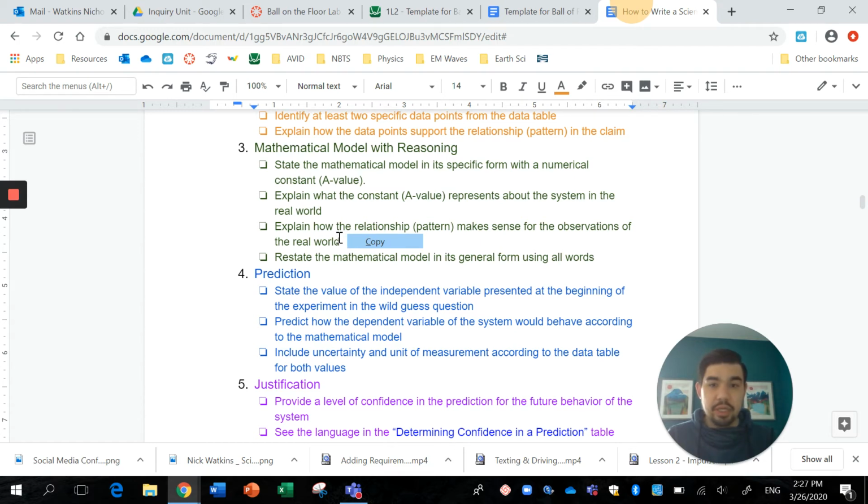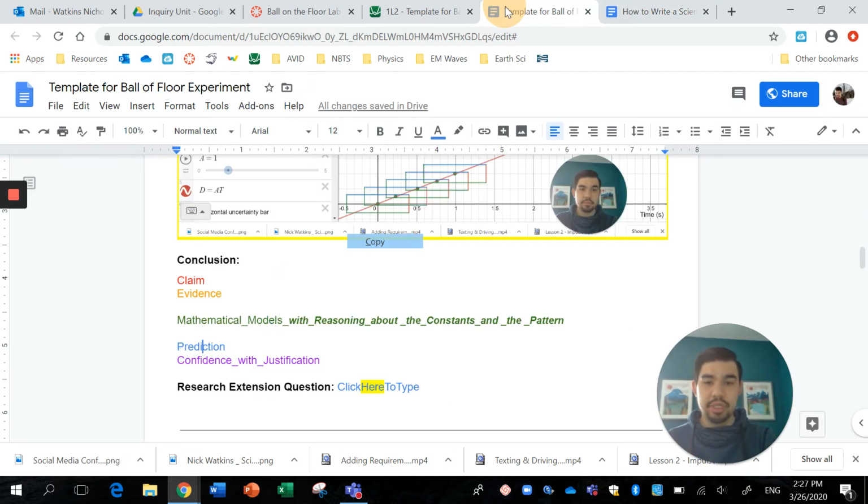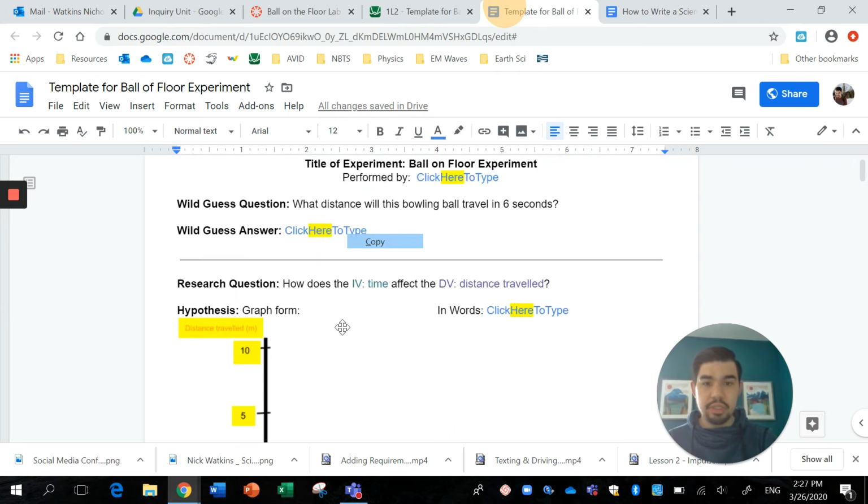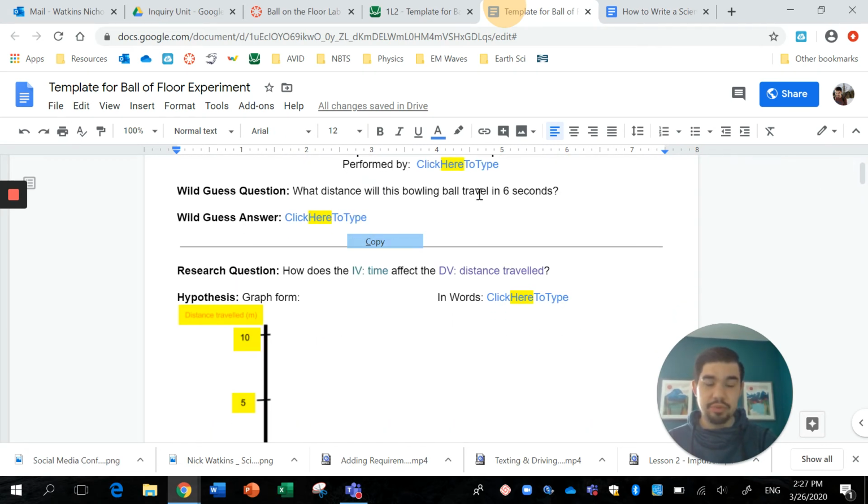And then finally, we can explain a little bit of the science behind it. It really depends on what the lab is about. Finally, we can restate the mathematical model using all of our words. Number 4, we make our prediction. This is really bringing back our wild guess question. In this particular lab, our wild guess question was, what distance will this ball travel in 6 seconds? This is where we want to use our mathematical model.